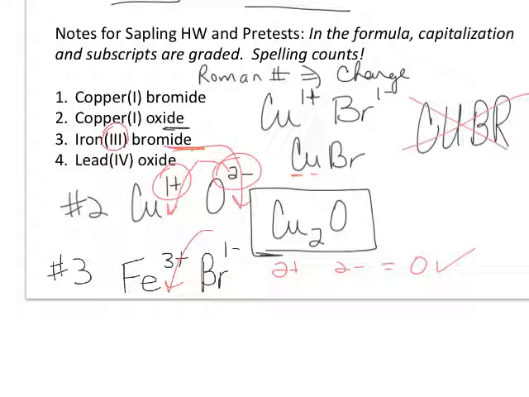So iron will have 1, right? So we're not going to actually give it 1, because it'll be understood. And then bromide will be the 3. So this will be rewritten as FeBr3.